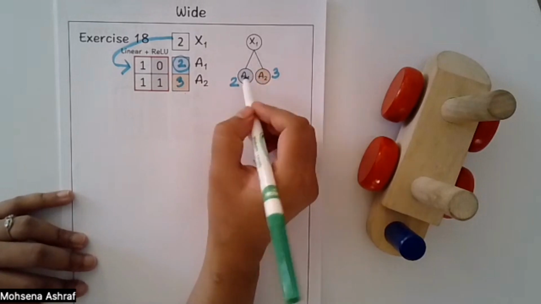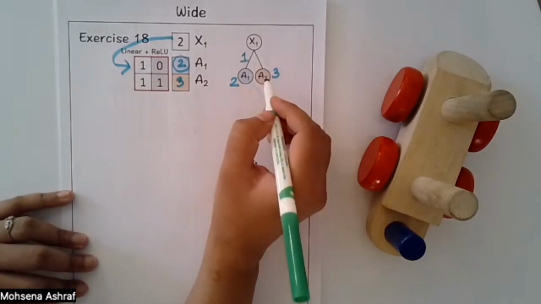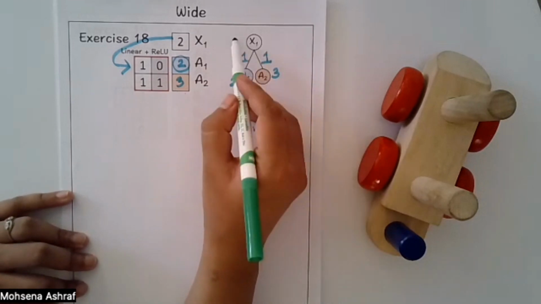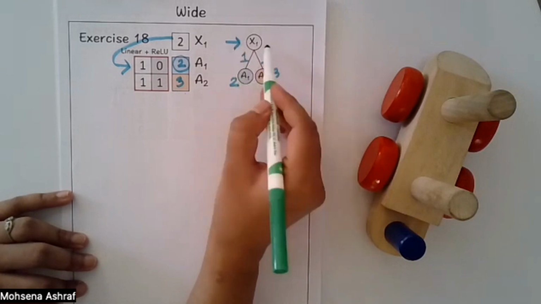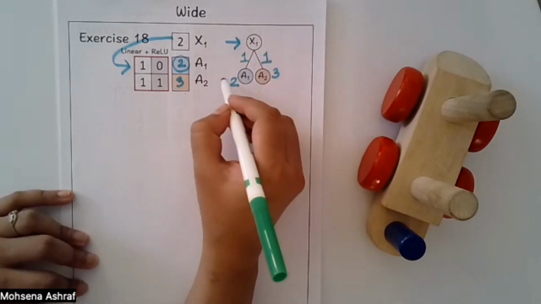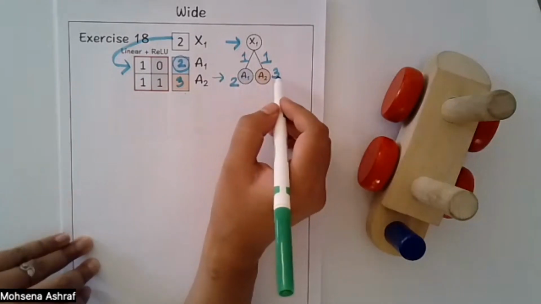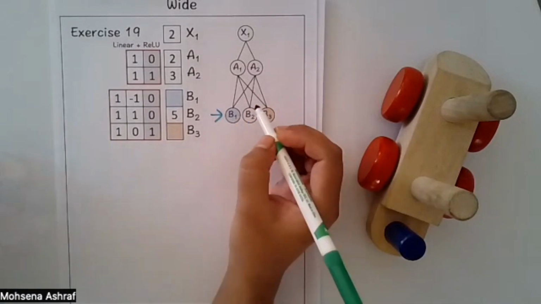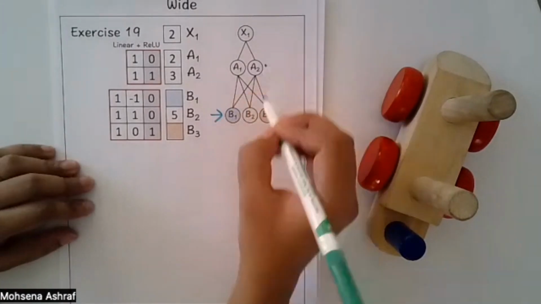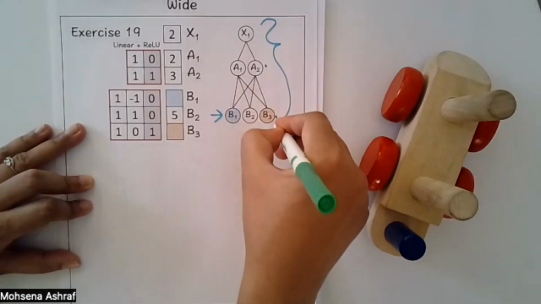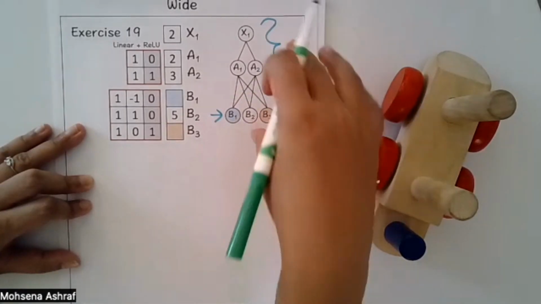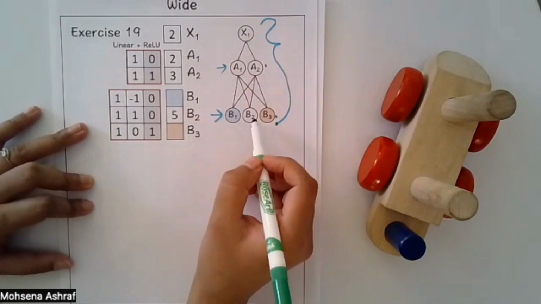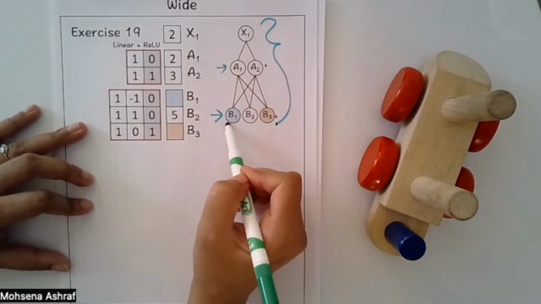So from X1 to A1, the weight value will be 1. And from X1 to A2, the weight value will also be 1. So you can see that we are getting 1 neuron in the input layer, and we are getting 2 neurons in this layer. So now we are adding one more layer here. So 2 neurons in the A layer and 3 neurons in the B layer. So you can see that it is getting deep here, but it is getting wider in each layer. So compared to A, B is a wider layer.